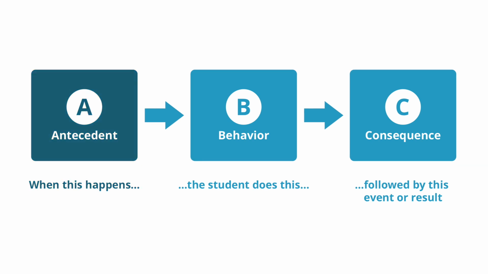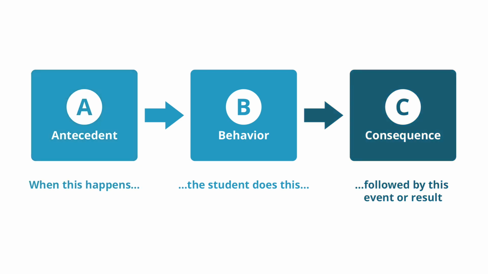An antecedent is something that happens immediately before the behavior. Sometimes an antecedent is also called the trigger for the behavior. More importantly, it is not something the student does. It's something in the classroom environment that occurs immediately before the behavior. The antecedent can be something someone said or did. It could also be something the student sees. It could be a loud noise or a sensation.